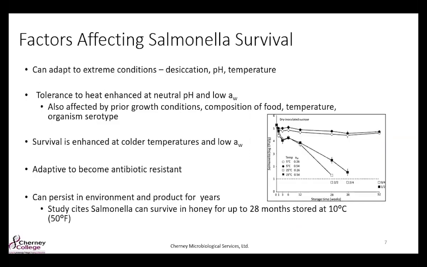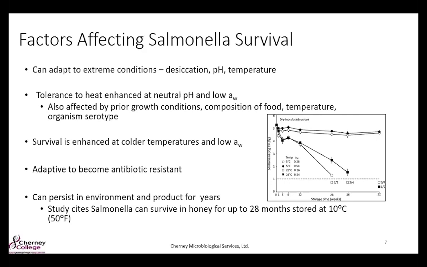So we'll talk a little bit more about factors that are affecting Salmonella survival. They're definitely capable of adapting to extreme conditions. So they can survive that low water activity, various pHs and temperatures. Their tolerance to heat is enhanced with a neutral pH and a low water activity, and survival is also enhanced with colder temperatures and lower water activity.